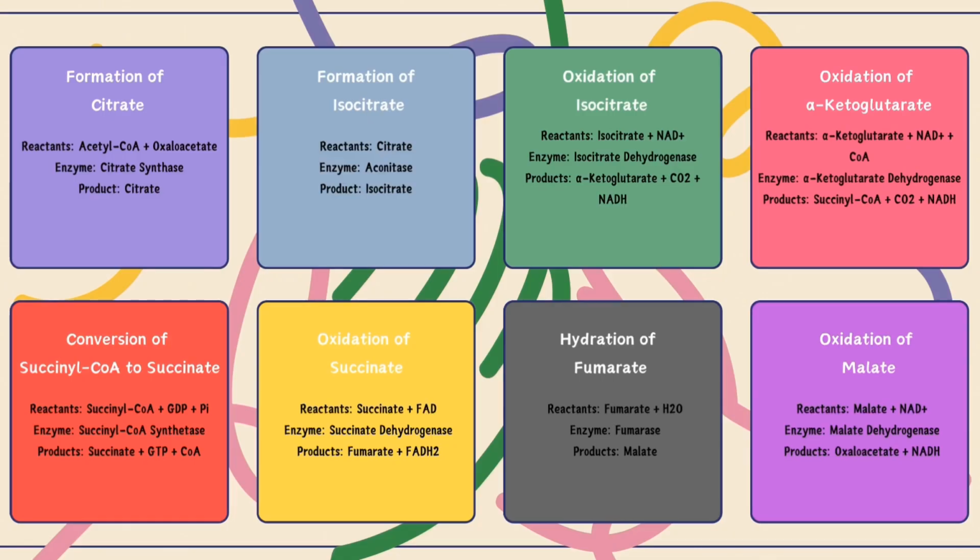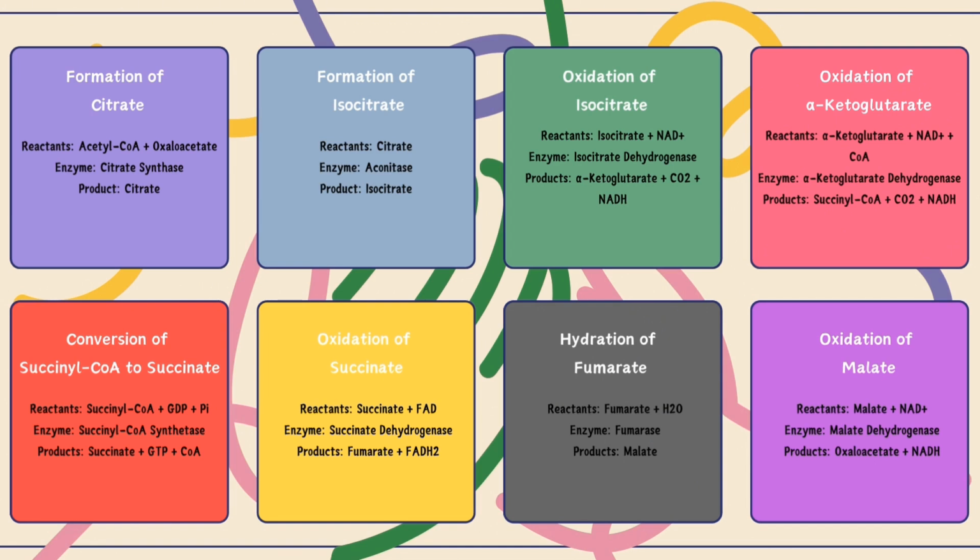The first step of the Krebs cycle is the formation of citrate, where acetyl coenzyme A combines with oxaloacetate to form citrate, catalyzed by the enzyme citrate synthase. Next, citrate is rearranged to form isocitrate through a reversible transformation facilitated by the enzyme aconitase.